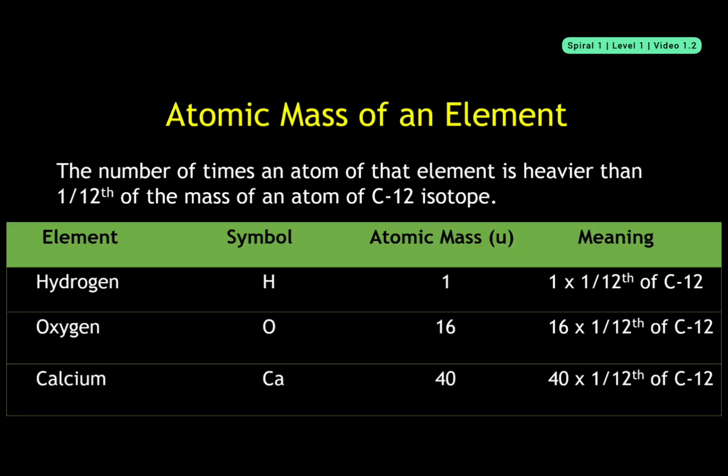When I say that hydrogen has an atomic mass of 1 U, that means an atom of hydrogen weighs exactly equal to 1/12 of carbon 12 isotope. When I say oxygen has an atomic mass of 16 U, that means the mass of one atom of oxygen is 16 times that one slice of carbon 12 atom. When I say the atomic mass of calcium is 40 U, that means one atom of calcium is 40 times the 1/12 of carbon 12. So the atomic mass of an element is the number of times an atom of that element is heavier than 1/12 of the mass of an atom of carbon 12 isotope.